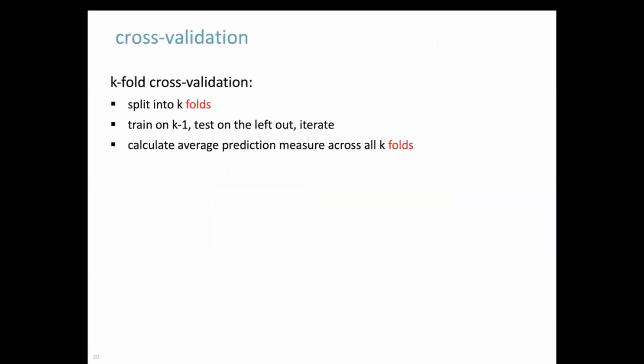In fact, the term for this kind of splitting of the data into parts, training the model on some of the parts and testing it on the others, is called cross-validation, which you might have noticed. The term generally means you split it into k parts called folds, you train on all of them except one, test on the one left out, and then you calculate the average prediction performance across the folds.